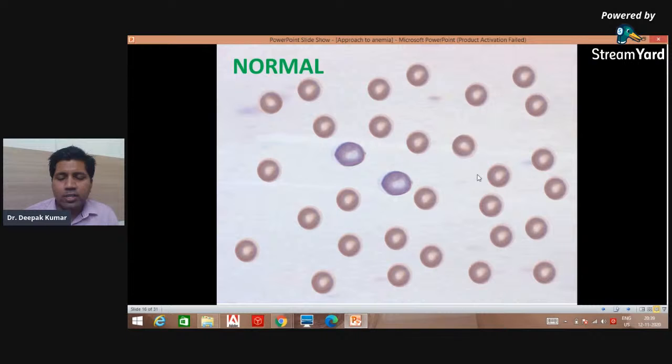So let's look at this as a normal peripheral smear. I have made this with pasted RBCs, so they will all look more uniform. Don't worry about it. Consider this a normal smear. You are seeing all the RBCs and two reticulocytes. I've placed them together for ease of explanation here. So you see all the RBCs and two reticulocytes here. Consider this normal.